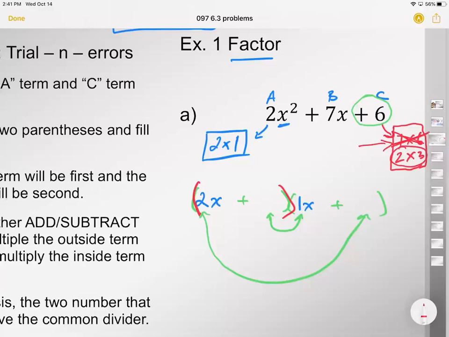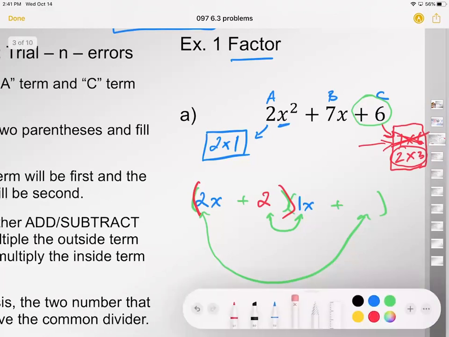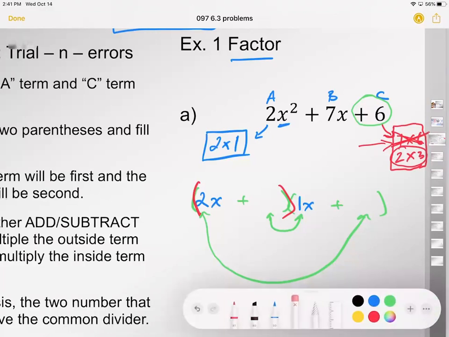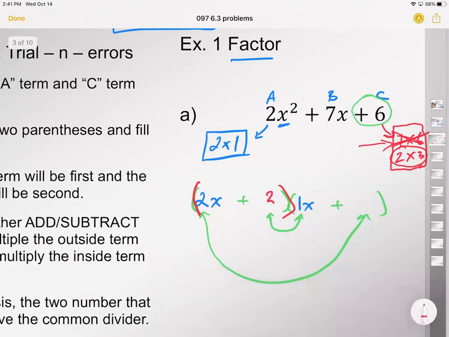Can I put the 2 here, ladies and gentlemen? Hopefully you say, no, Mr. Tran, the 2 cannot be there. Why? Because the 2 and the 2 have a common divider. And if they have a common divider, I cannot put the 2 there. I have to put the 3 here and the 2 here, right? Because I cannot put the 2 where my 3 is, since the 2 and the 2 have a common divider.